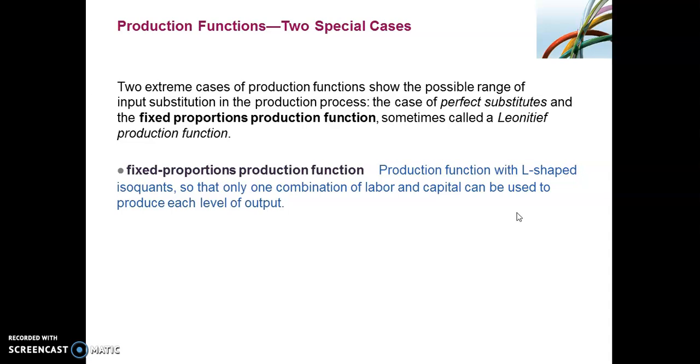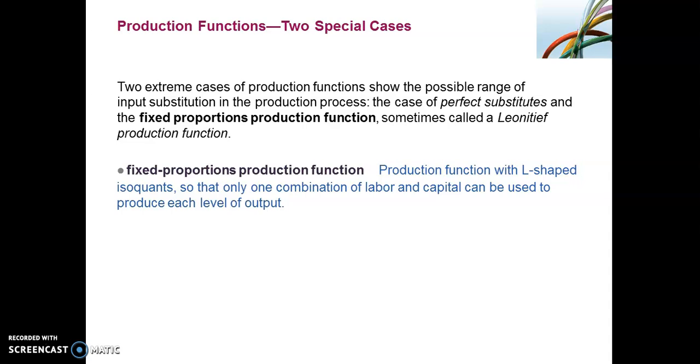Now there are two special cases of production functions, and these are two extremes of production functions, namely your perfect substitutes, and the other is where you have fixed proportions production function. Now, this represents the possible range of input substitution in this production process. So the first one that we can look at, we'll see in the next slide, is for perfect substitutes. But for now, let's just define what fixed proportions would be.